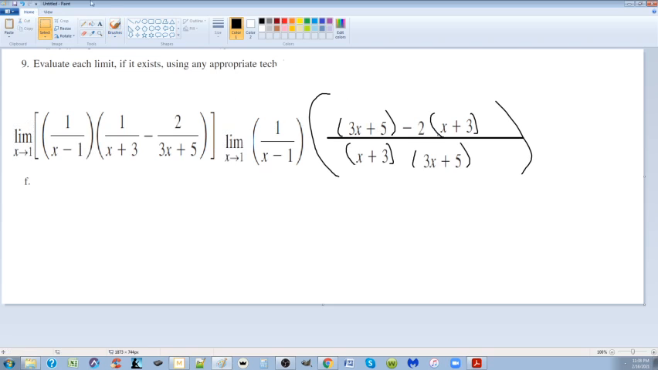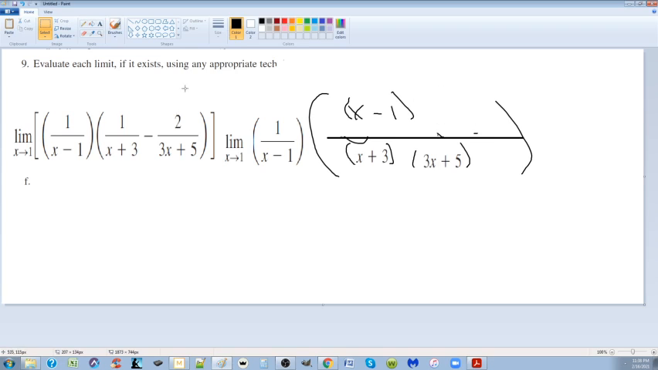Well, right away, if we resolve this up top, we get 3x plus 5 minus 2x minus 6. So what's 3x minus 2x? It's 1x. What's plus 5 minus 6? Minus 1. So this is what we're left up top. And I'll just put it all back. That's all we're left with up top.